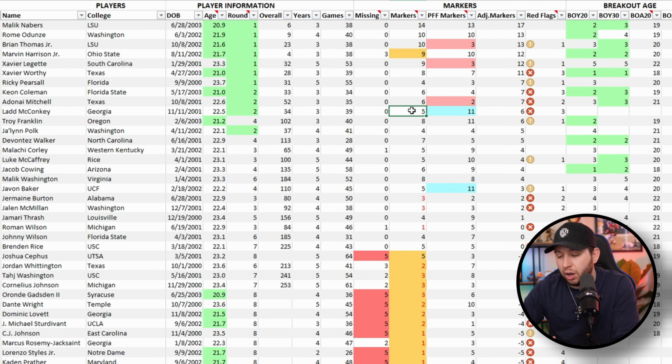But I kept hearing all these other people saying, oh, Ladd McConkey is so good on a routes run basis. His yards per route run, his targets per route run. He separates. He does all this stuff. His route running is phenomenal. I kept hearing all of that.